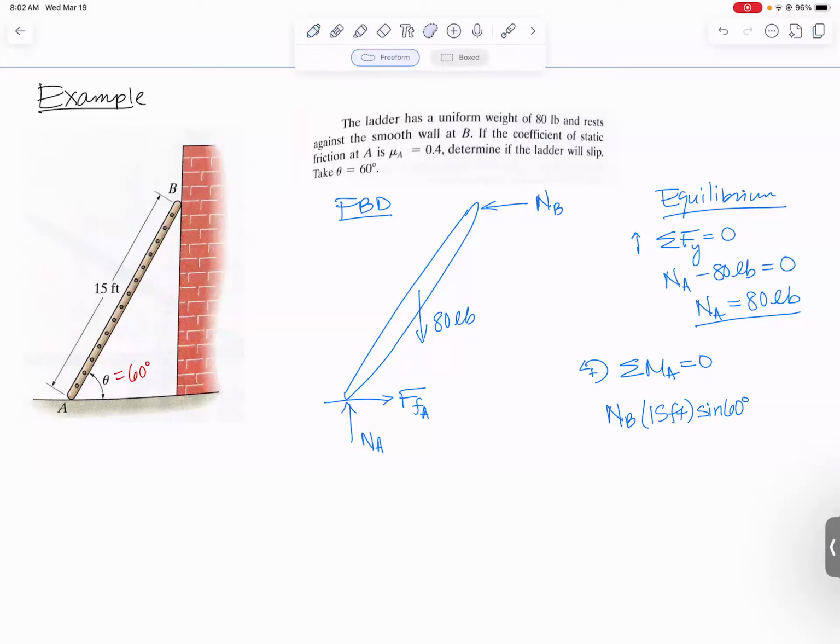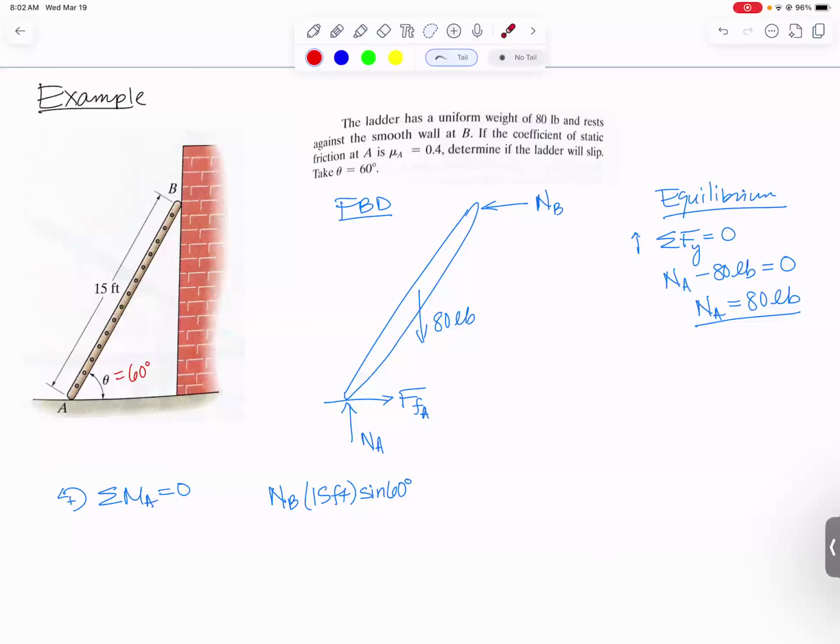I'm going to move this so I have more space. The other moment is going to be clockwise, caused by the 80-pound force. So we'll have minus 80 pounds, and the distance away looks like it's only 7.5 feet up, because it's halfway up. We're going to use this little triangle. Since the force is acting downward, the perpendicular distance is on the side that's adjacent to the 60 degrees. So my distance here will be 7.5 feet times the cosine of 60 degrees.